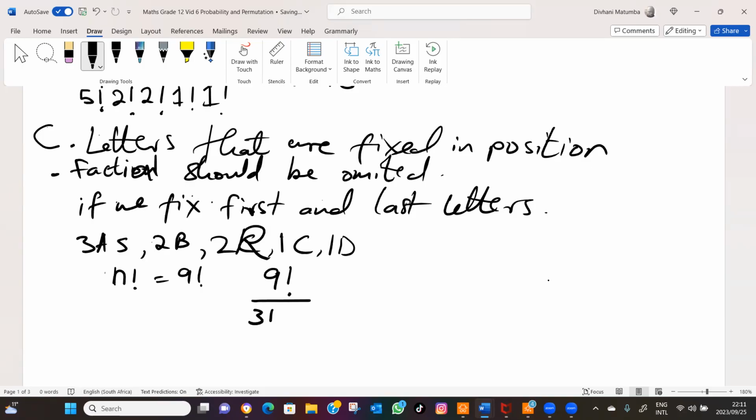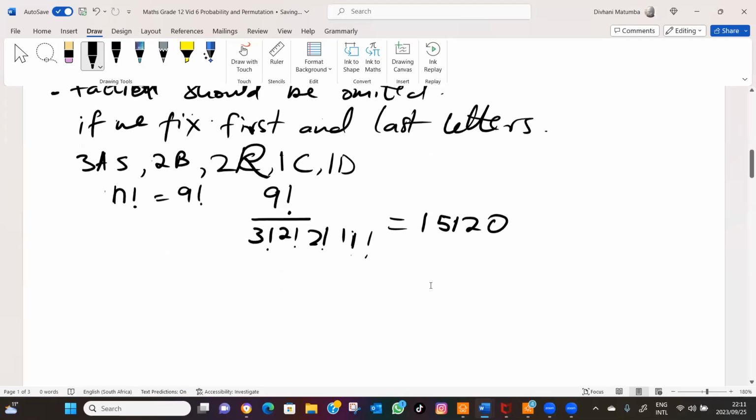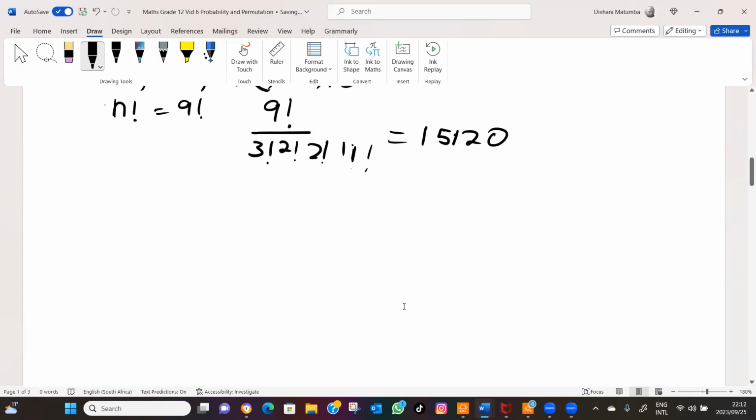Then 3 factorial, 2 factorial, 2 factorial, 1 factorial, 1 factorial, which will give us 15120. That looks easy, doesn't it?